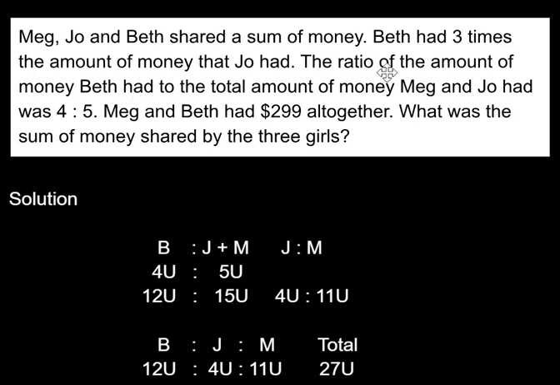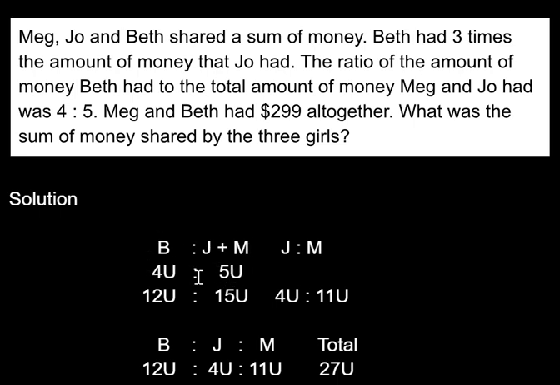We say that the ratio of the amount of money that Beth had to the total of Meg and Jo had was 4:5. Which means that if Beth is 4 units, J plus M is 5 units.